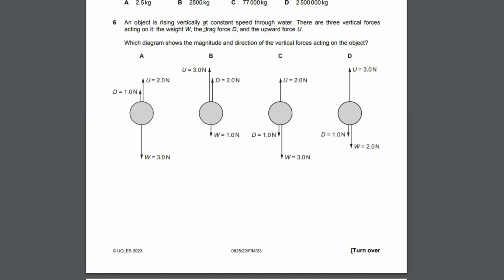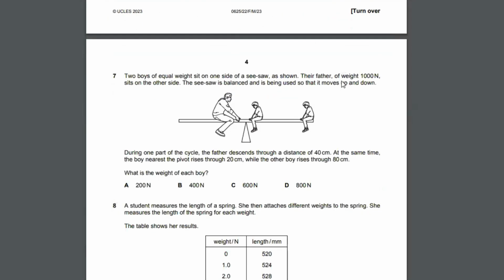But the next bit of information is the drag force D. So drag will happen in the opposite direction to the motion of the object. So it is trying to move upwards, so drag force should be downwards. So it is the option with the upward force, the weight of the object, and the drag force D.